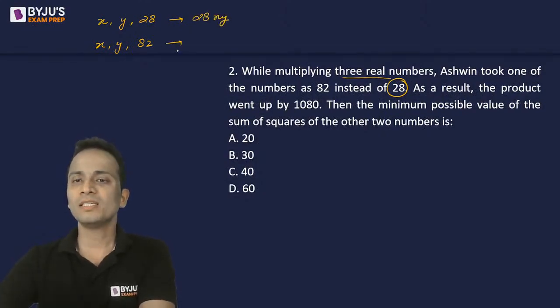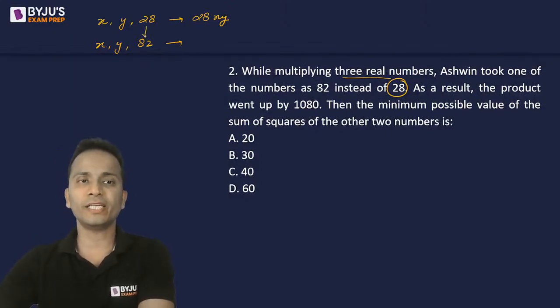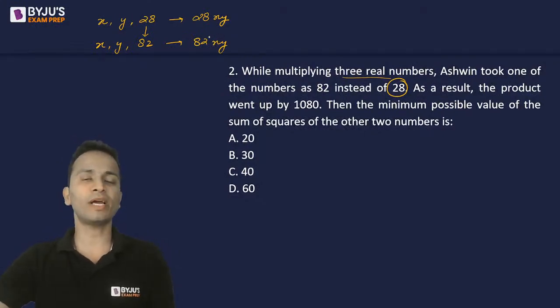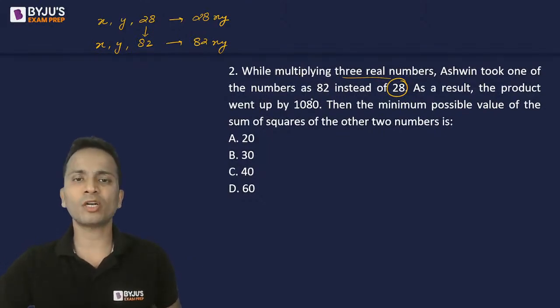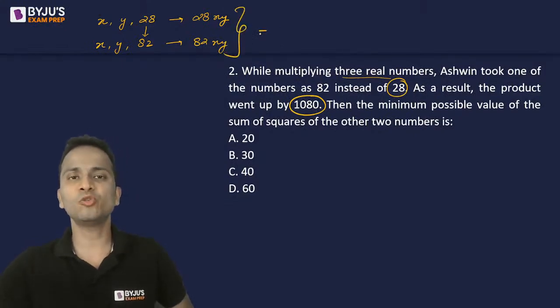But Ashwin took one of the numbers as 82 instead of 28. So 28 is wrongly copied as 82 and he has calculated the product. So now the wrong value of the product that he will get will be 82 into xy. So the correct value is 28xy and the incorrect value is 82xy. And hence they are saying that the product went up by 1080. That means the difference between these two should be equal to 1080.